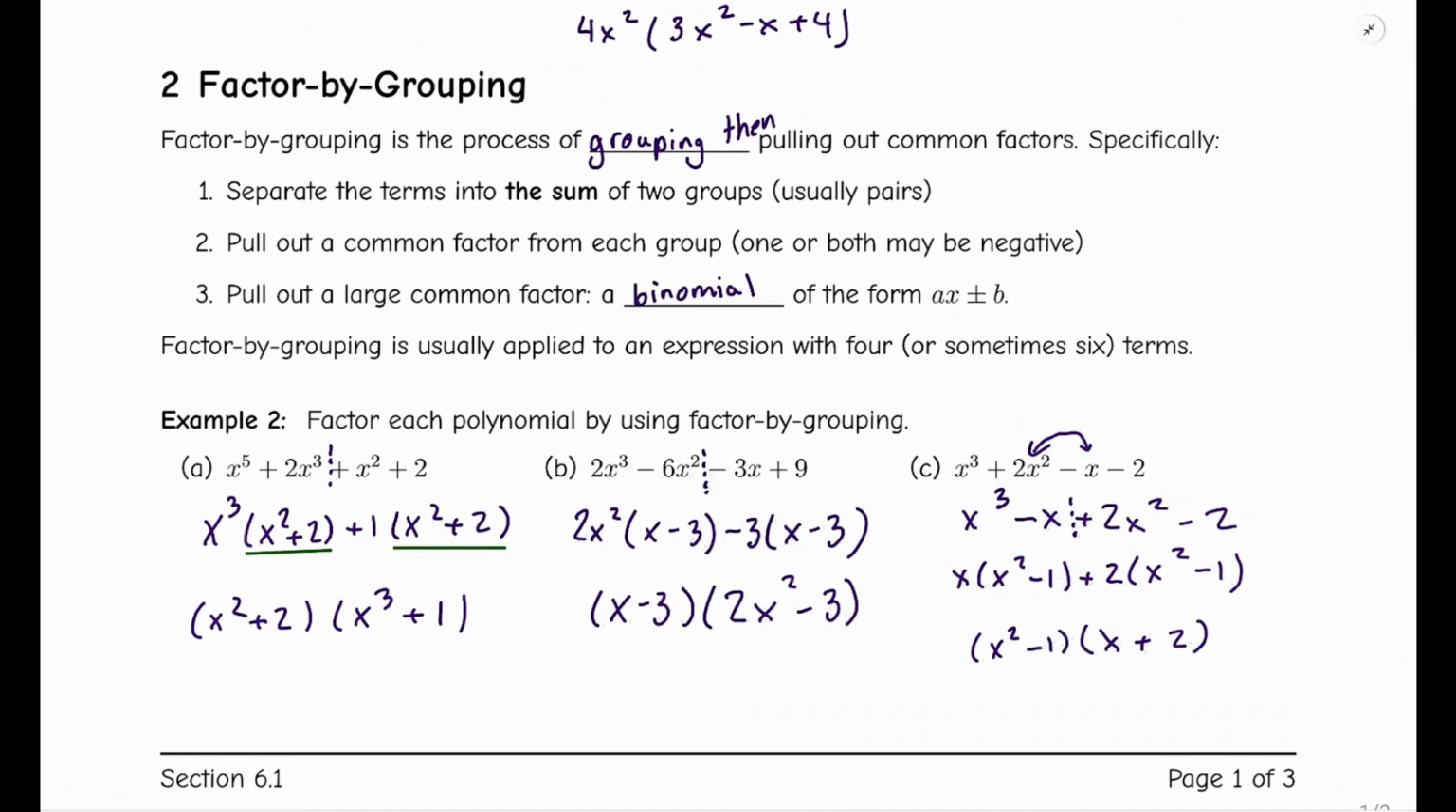One thing I do want to mention, even though we haven't talked about it yet, we're going to talk about it in section 6.3, but this will just kind of foreshadow it. X squared minus 1 is factorable. X squared minus 1 is the same thing as x minus 1 times x plus 1. And to check the work, you could just distribute everything, and it'll come out to be x squared minus 1. So the fully factored form for part C is x minus 1 times x plus 1 times x plus 2.